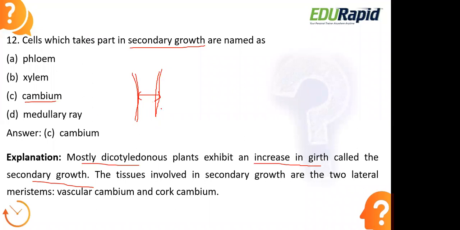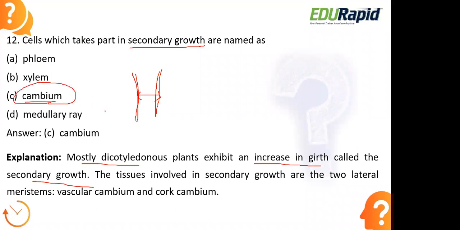For the plant to undergo secondary growth, definitely it has to possess some tissues in its body, right? So the tissue which is responsible for plant growth, that is increasing girth, is cambium.